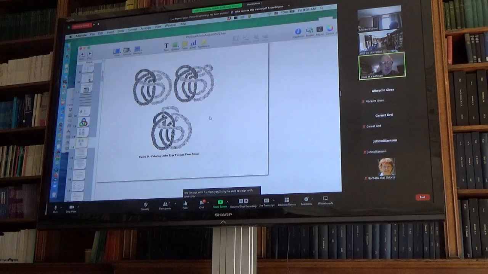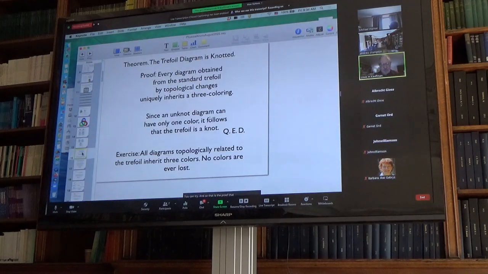You can try. And so that is the proof that the trefoil is knotted, because every diagram obtained from the standard trefoil by topological changes uniquely inherits a three coloring, but an unknot diagram can have only one color. So that's a simple combinatorial proof that the trefoil knot is knotted. And it is, in fact, the simplest proof that I know. It requires some more subtlety to handle knots than to handle links.